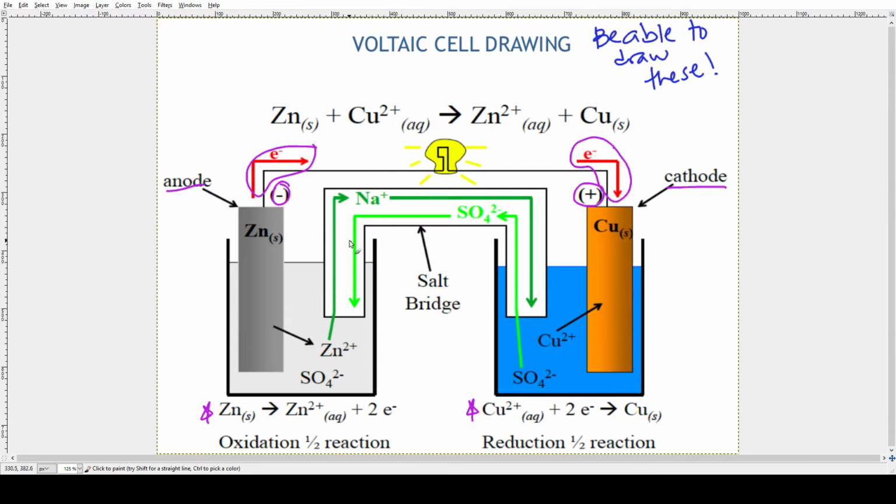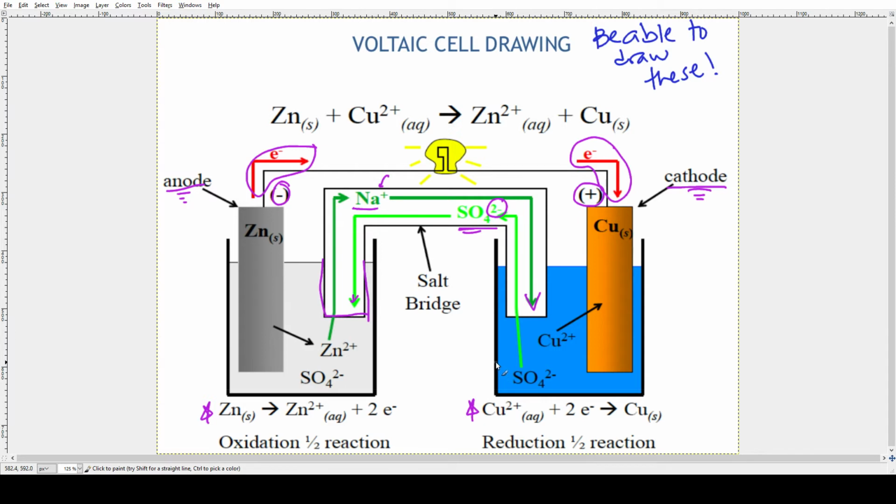You also need to be able to label the flow of these ions within the salt bridge. Notice we have this little thing, called a salt bridge. It shows that this cation, see this is a cation here, is going to flow towards the cathode. And the anion will flow towards the anode.